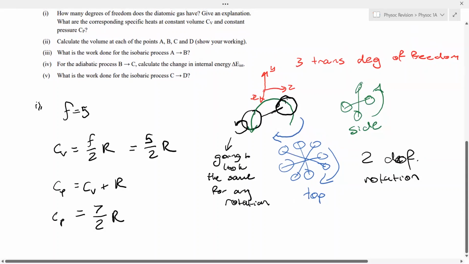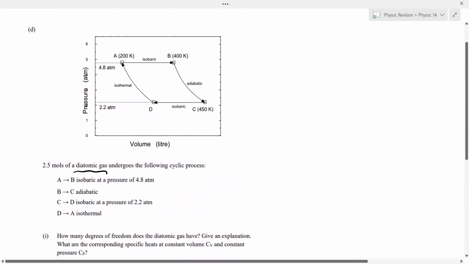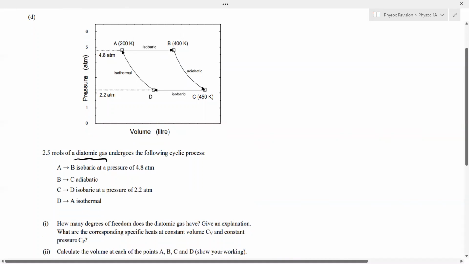So the next part is calculate the volume at each of the points A, B, C, and D. So what do we already have? We're only given the pressure at each of the points there. We're also given the temperature in some of them, so the temperature at A, B, and C. And we're given the number of moles. So we're going to assume this is an ideal gas.